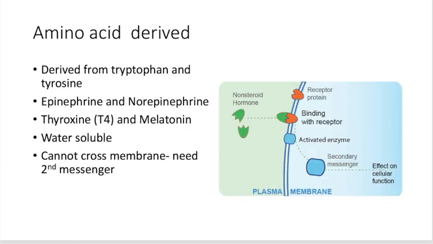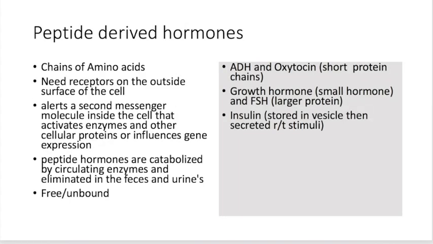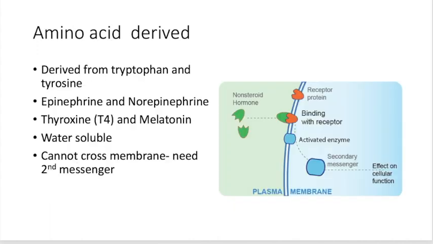The last one are the amino acid derived, and those are from tryptophan and tyrosine, and this would be your catecholamines, epinephrine, and norepinephrine, as well as thyroxine, which is T4, and melatonin. These are also water soluble, and they also need second messenger. So everything that we talked about over here, the amino acid derived follow that as well. And then here is that second messenger situation, so non-steroid hormone. It has to bind a receptor on the outside of the cell membrane, and then it's going to activate second messenger and come in here and have the effects on the cell that way.